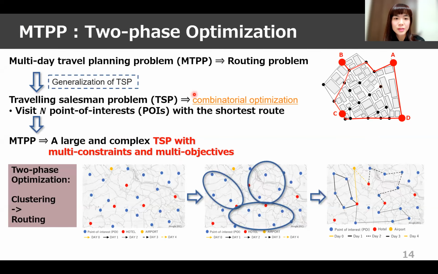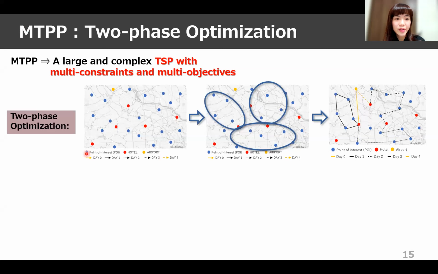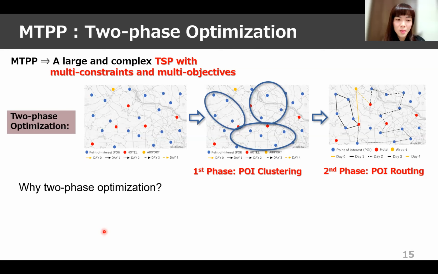So next, I would like to introduce a little bit more on the two-phase optimization method. As I mentioned before, the two-phase optimization method is based on the concept of clustering first and routing later. Here you might ask: as you have shown in the previous slide, the one-phase optimization method seems to be effective for the MTPP, so why do we need the two-phase optimization method?